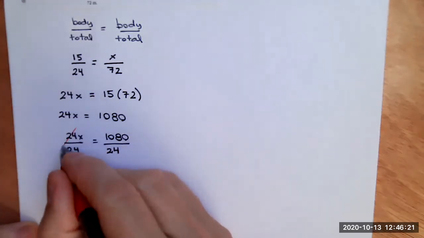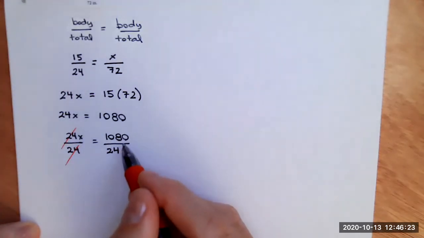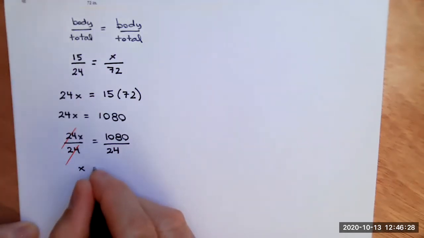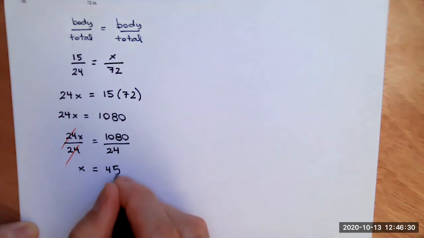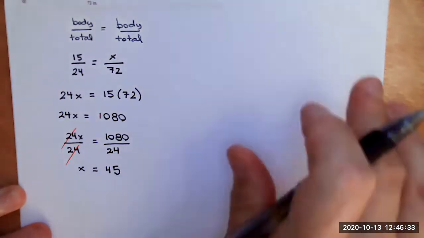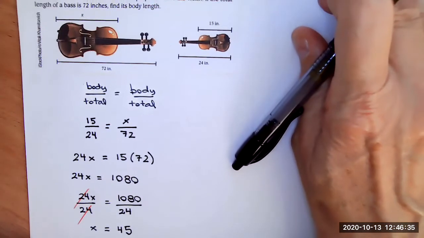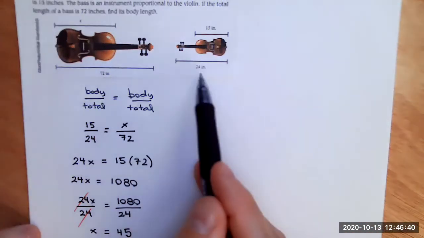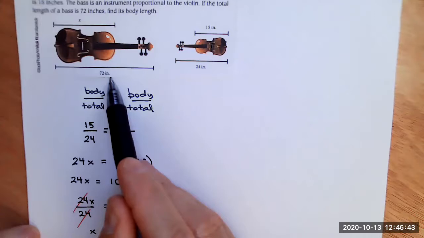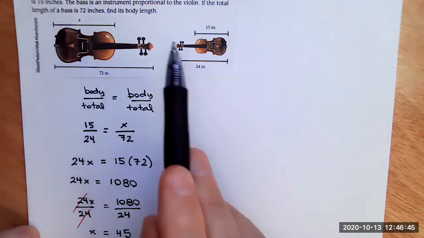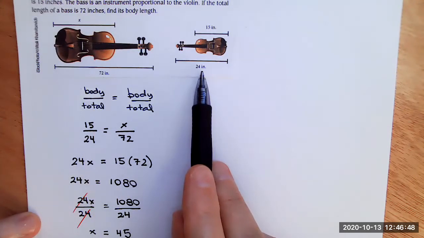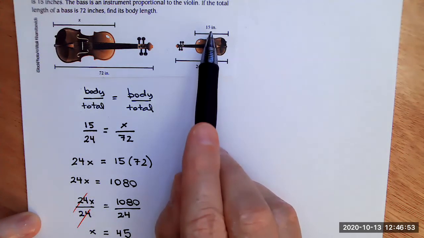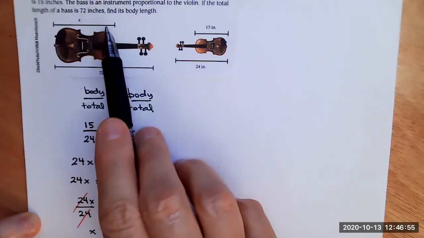And then to get x by itself, we'll just divide both sides by 24. So 24 over 24 is equal to 1. 1080 divided by 24 is 45. And then we can look at the picture and see if that looks right. So 24 and 72, 15 and 45. Well, in fact, 24 times 3 is 72. So it makes sense. 15 times 3 is 45.